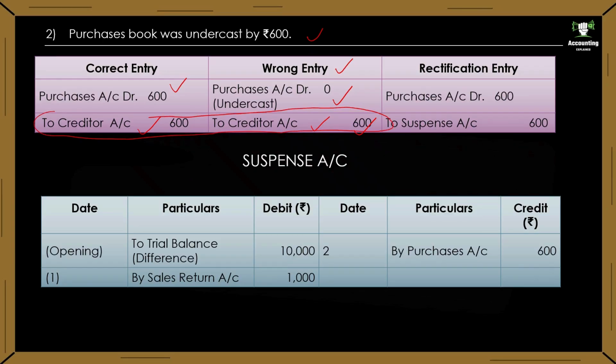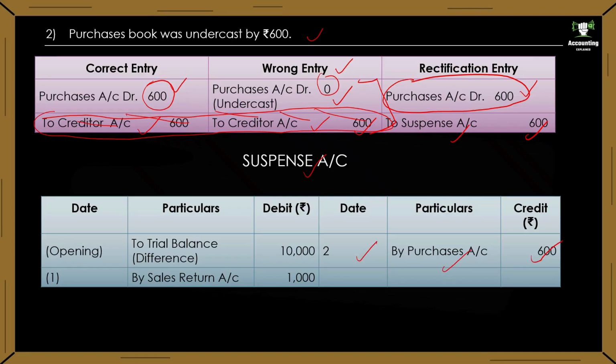So this need not be touched. See the rectification entry. The purchase account has to be debited because in the wrong entry nothing is there. Debit purchase account 600. Now see the wrong entry: debit and credit do not tally, right? So suspense account has to be opened, to suspense account 600. In the rectification entry you have debited the purchases, so in the ledger of suspense account you have to credit the purchases. Second transaction: by purchases account 600.